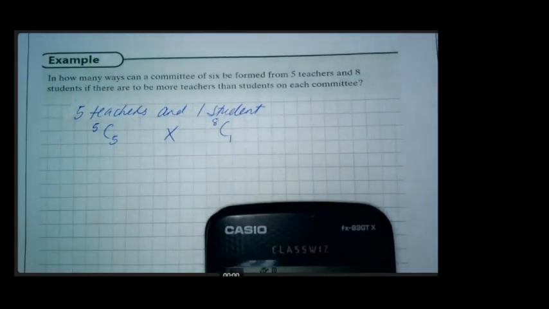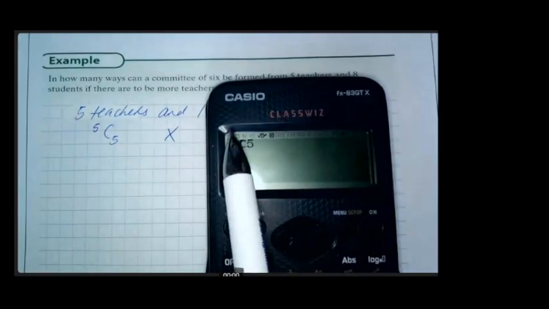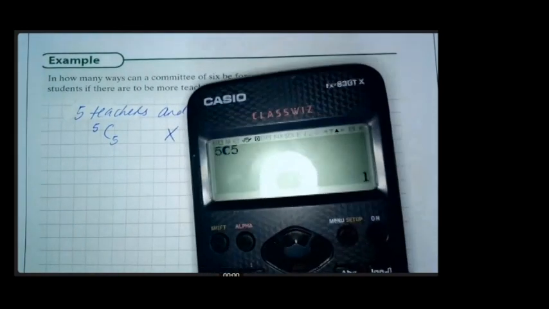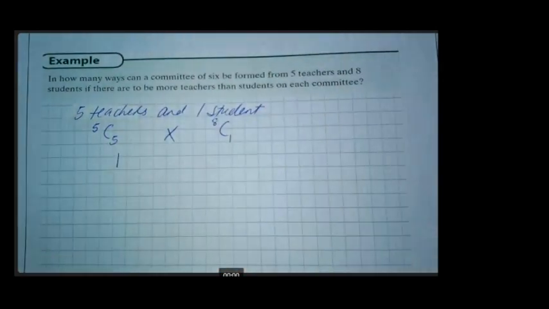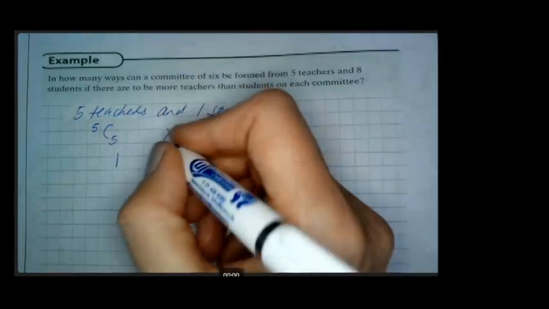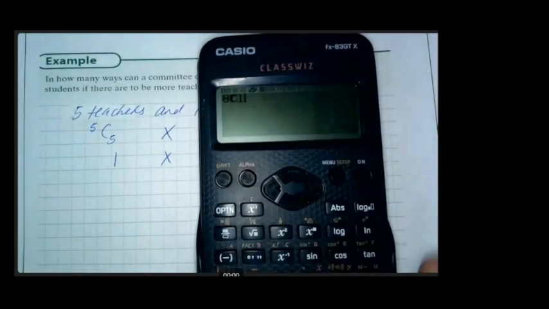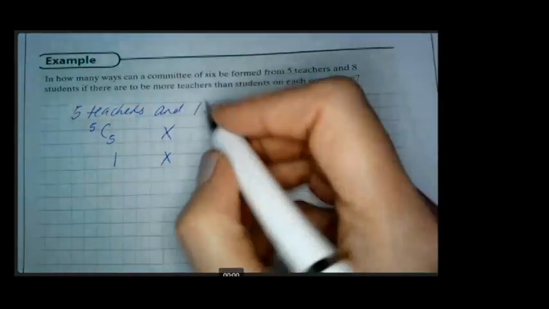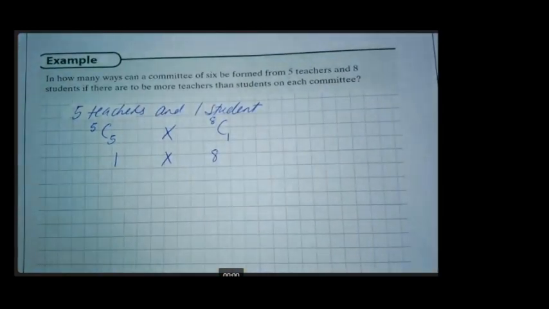So 5C5, if you're ever doing that where you have the same number choosing the same number, it is always going to be 1. There is only one option. You're taking the 5 teachers from the 5 teachers. That makes sense. And then I have 8C1. So now I'm choosing one student from the 8. There are 8 different students, obviously, to choose from there as well. So that makes sense as well. That's 1 times 8, which is 8.